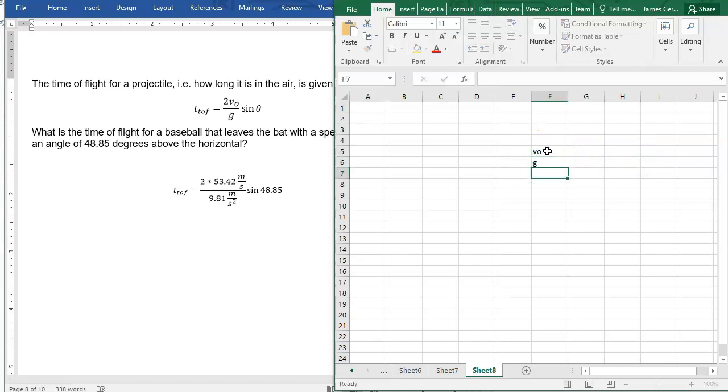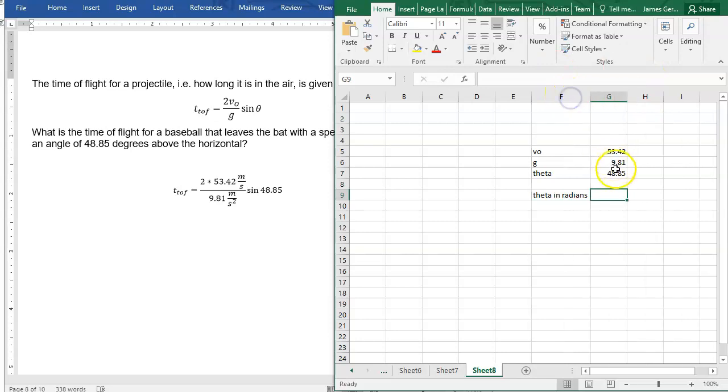We have V naught, we have g, and we have theta. So V naught is 53.42, g is 9.81, theta is 48.85 degrees. Now, because Excel uses radians and not degrees, the first thing we have to do with this angle is convert it to radians, which we do with the handy RADIANS function. Radians of theta in degrees gives us theta in radians. Now we're ready to calculate time of flight.